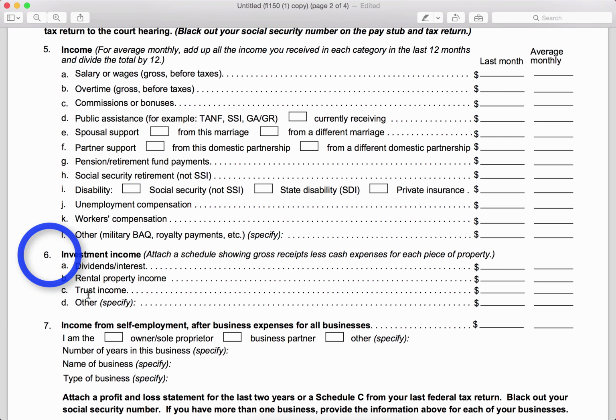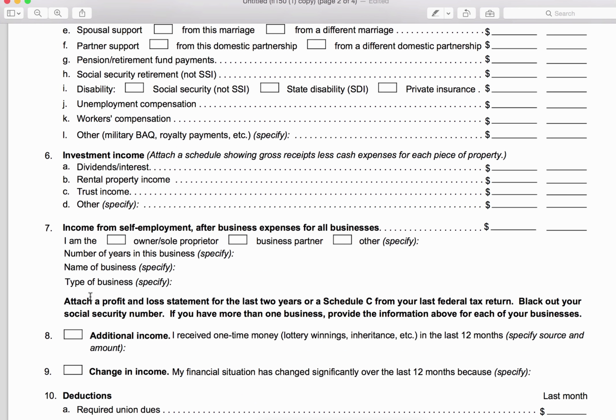Item 6 covers investment income. Here you will put any income you received from dividends or interest, rental property income, or trust income. In addition to putting last month's income and your average monthly income for these categories, you will need to attach a schedule showing the gross receipts from that item, less the cash expenses you have paid for the property.